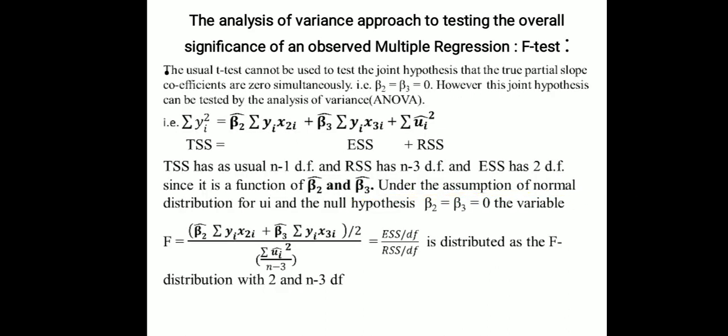Next, how do we test that? The analysis of variance approach: testing the overall significance of an observed multiple regression using the F test. In such cases, we use the F test.